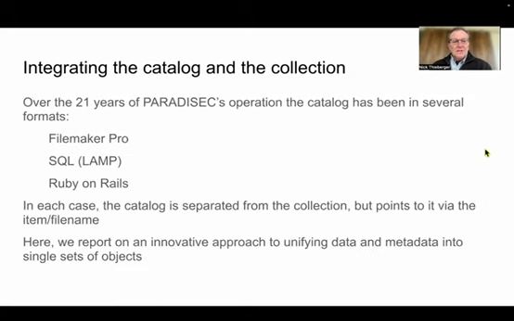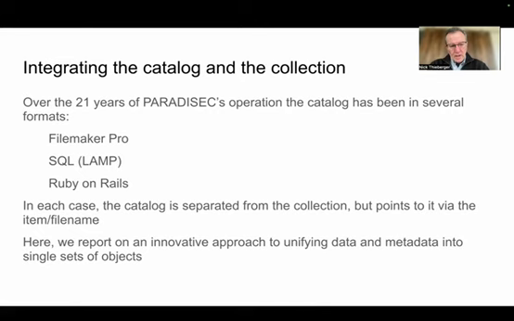So over the last 21 years, PARADISEC's been using catalogues in various formats. Initially in FileMaker Pro, then in sort of Apache SQL configuration. Now it's in Ruby on Rails. But in each case, the catalogue is separated from the collection, but points to it via the item or the file name. So the catalogue itself doesn't contain the collection, it points to the collection.